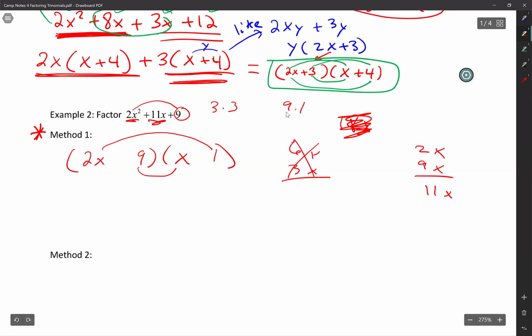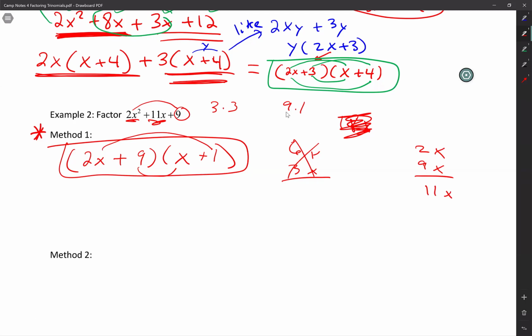So there it is, guys. So these are my factors. They're both plus because I have a positive 9 there. If you have this being a positive, then it's either going to be positive times a positive or negative times a negative.